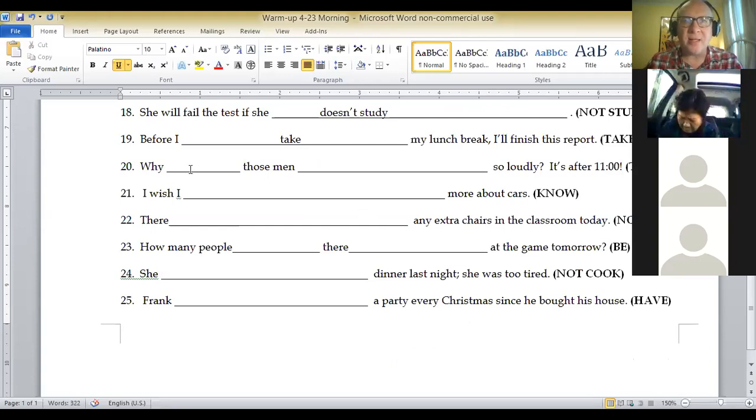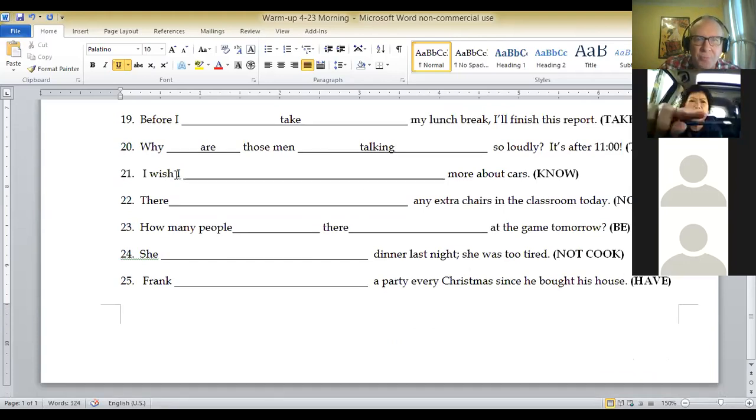Number 20 says, why so loudly? It's after 10 o'clock. Why what? Do we say do or are? Are, because it's happening right now. Why are the men talking so loudly? It's after 11 o'clock. Action in progress.